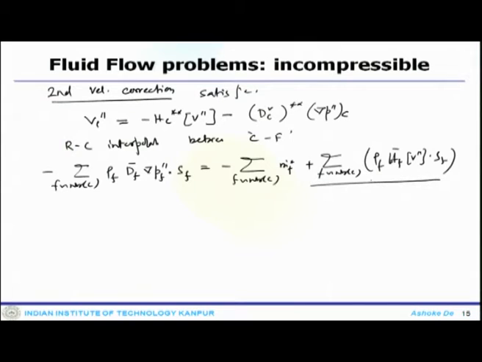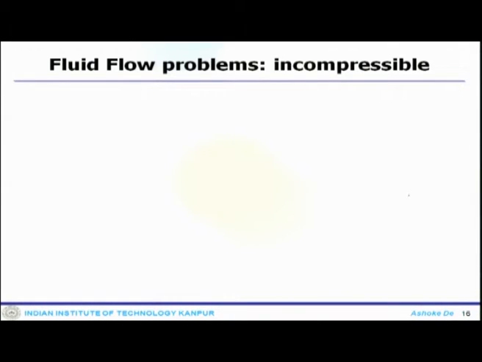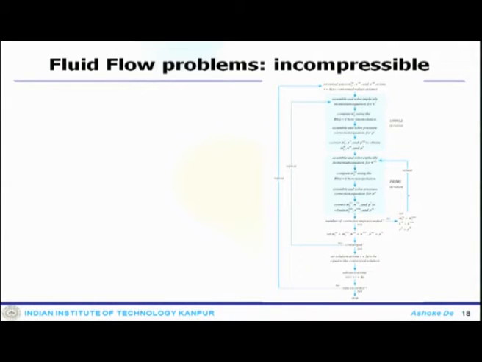So, this is again a term which is neglected in the PISO also, and this corrector step may be repeated as many times as desired, so that it can lead to better convergence. So, if you look at how it works, this gives you the complete PISO algorithm, and one can also look at any finite volume books where it is mentioned. It is a very standard algorithm.